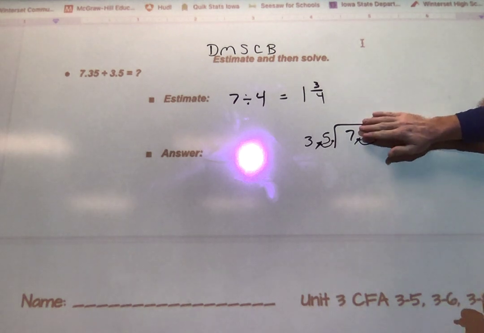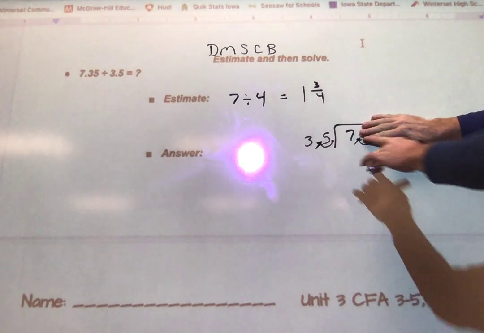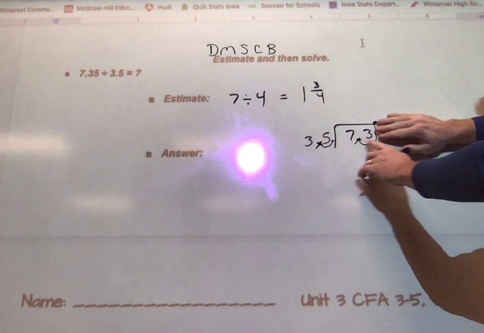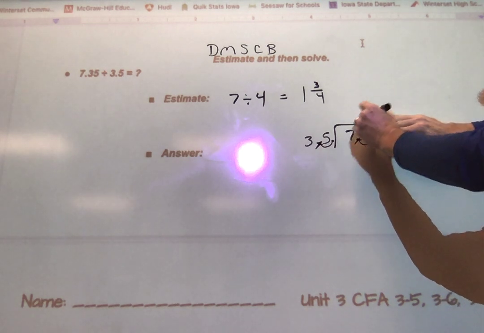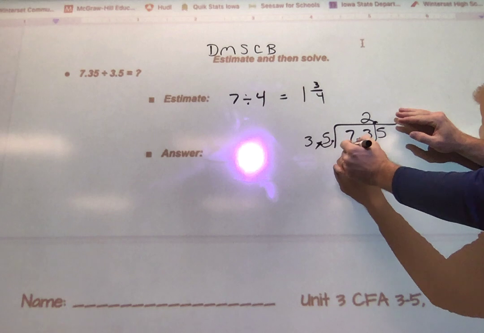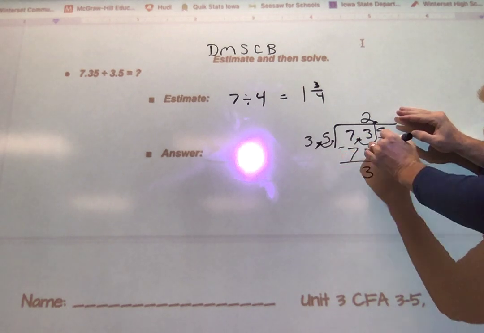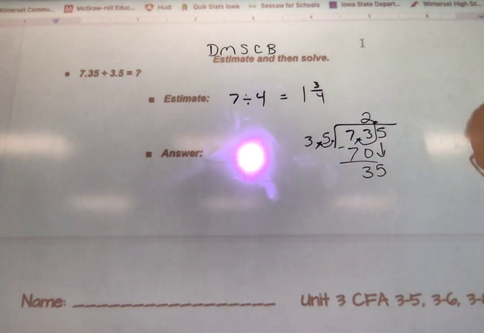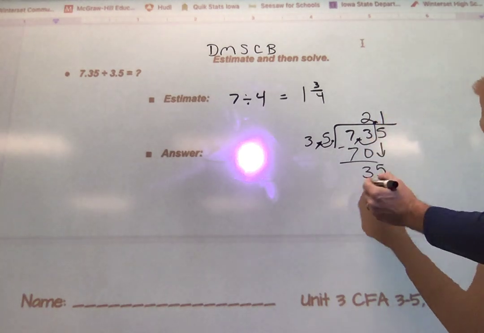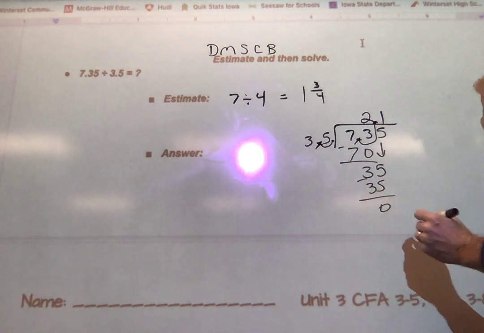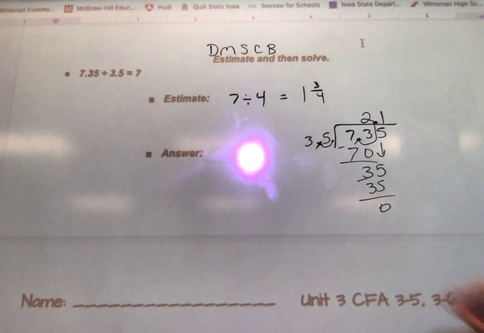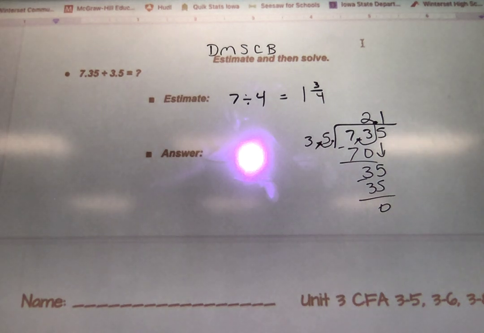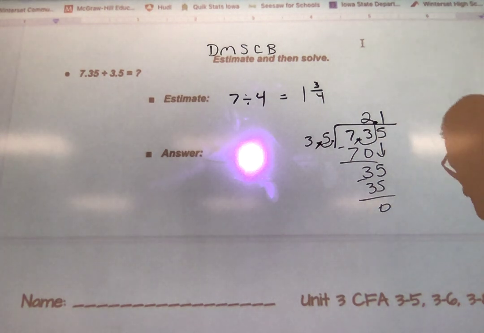All right, so let's start again. If I have 7, can I get a group of 35? If I have 73, I can get 2 of them, because 35 twice is 70. I'll subtract to get 3, bring down the 5, and 35 goes into 35 one time. And we get 35 there. So the answer comes to 2.1, and I know it was supposed to be close to 1 3/4 or so when I estimated, and 2 is really close to that. So it makes sense that I have the decimal in the right spot and probably have the answer right. So 2.1 for this one.